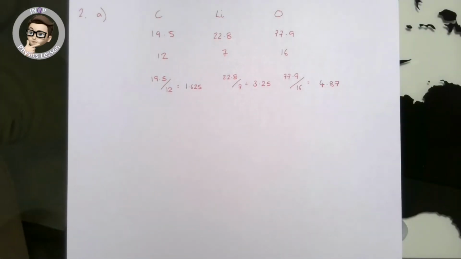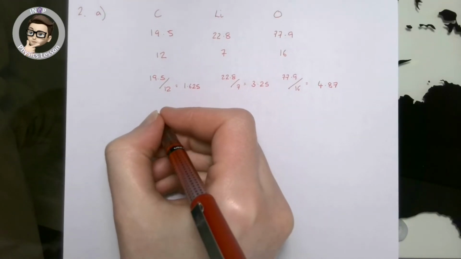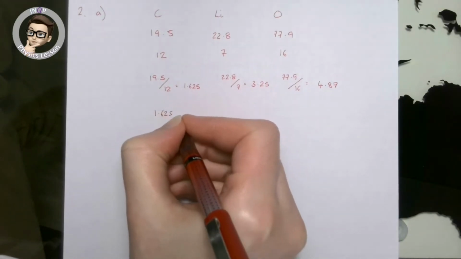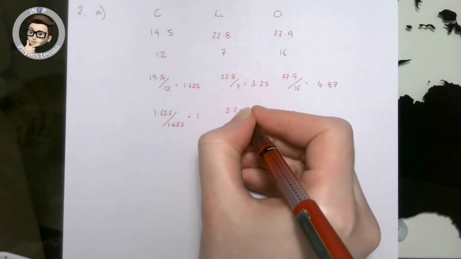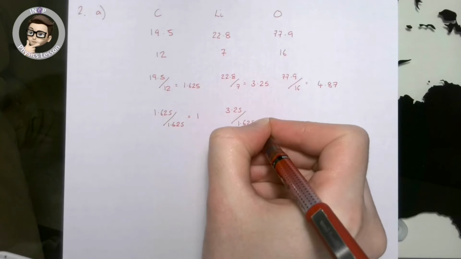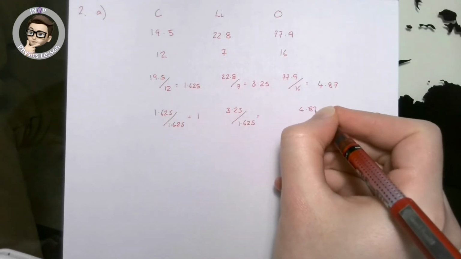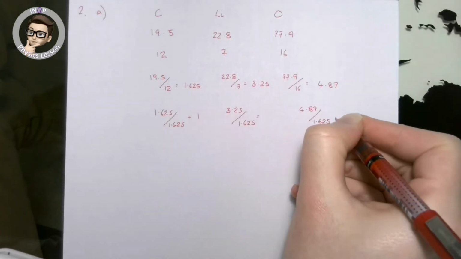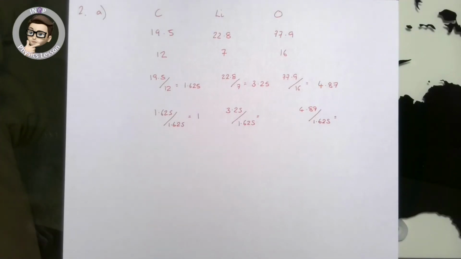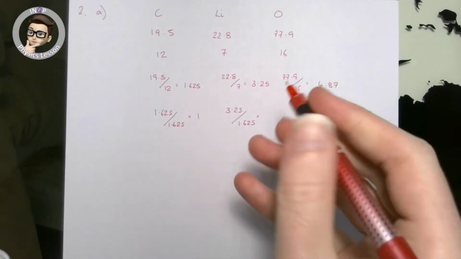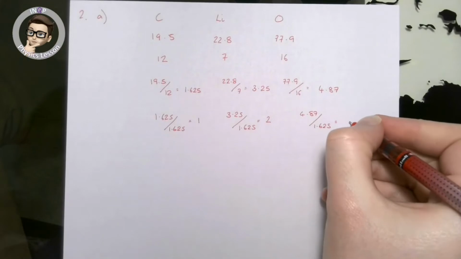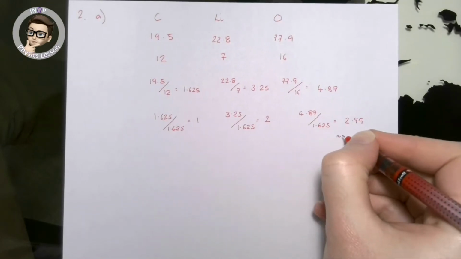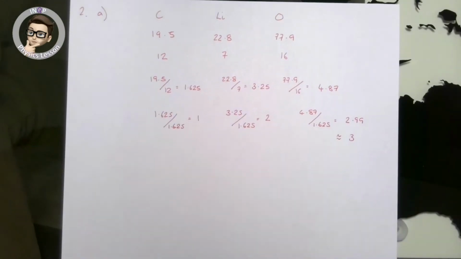Now we're going to divide by the smallest number. So I've got 1.625 divided by 1.625, which gives me 1. I've got 3.25 divided by 1.625, which gives me 2. And I've got 4.87 divided by 1.625, which gives me roughly 3, 2.99. Well, in fact, I'm going to say that is 3. So I've got a 1 to 2 to 3 ratio.